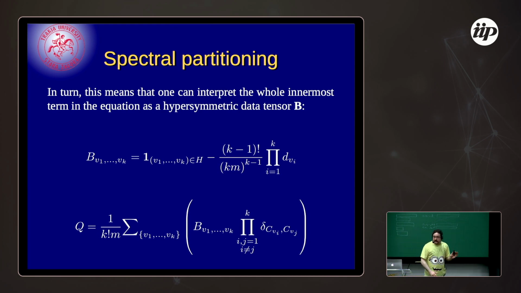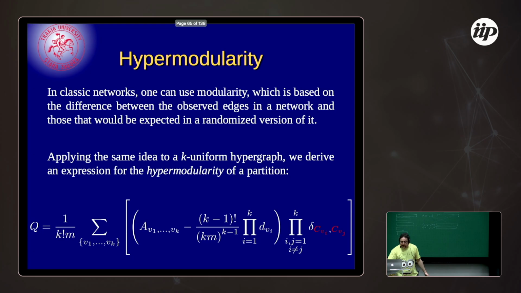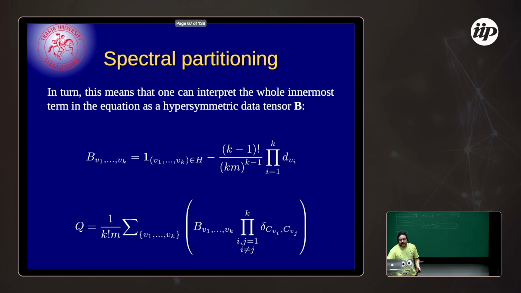So this means that this whole term here in the round brackets, this A minus combinatorial factor times product, you can interpret it as if it were a hypersymmetric data tensor. We call it B here. Hypersymmetric data tensor B that equals this. But then if I take this, I can just plug it in the modularity equation, and I find that this is my hypermodularity equation, reinterpreted in a language of data science, if you wish.